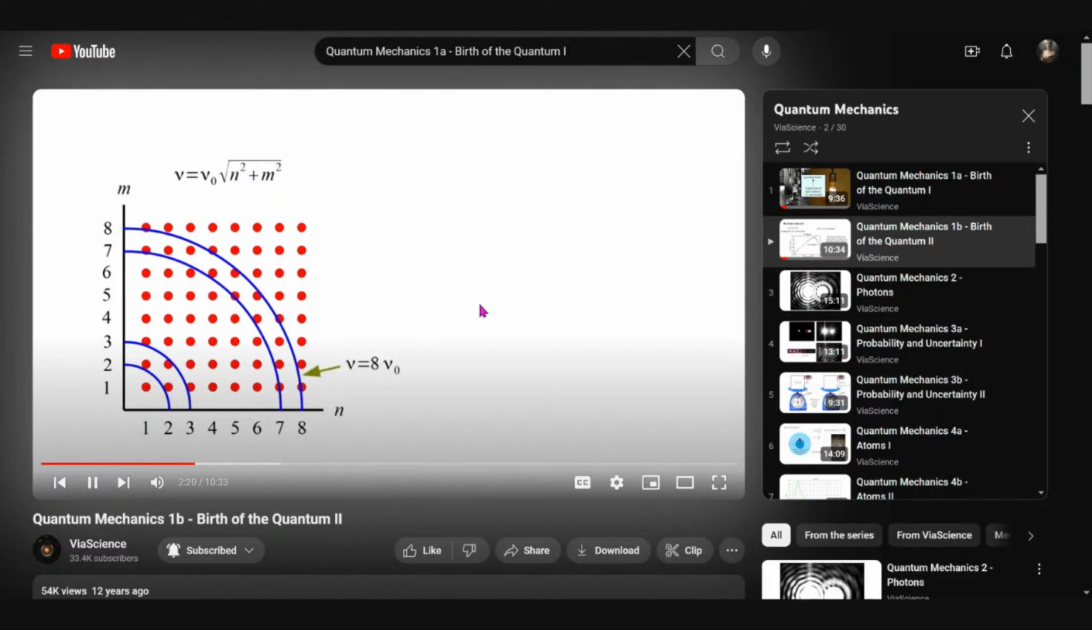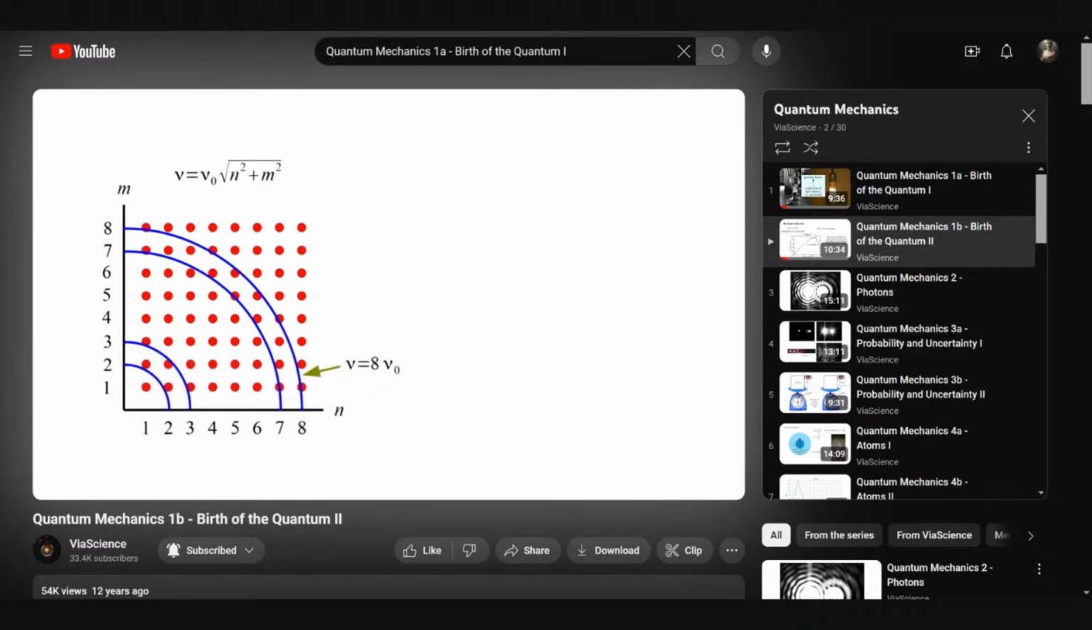So here, there will be more modes with frequencies between 7 and 8 nu zero than between 2 and 3 nu zero. For two-dimensional waves, the density of modes is proportional to frequency, and we write rho of nu equals A times nu.